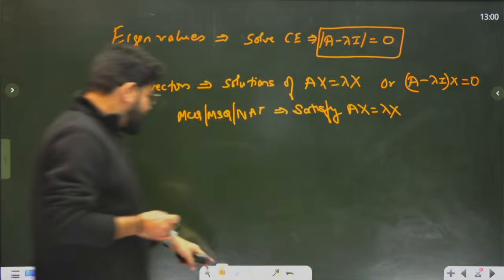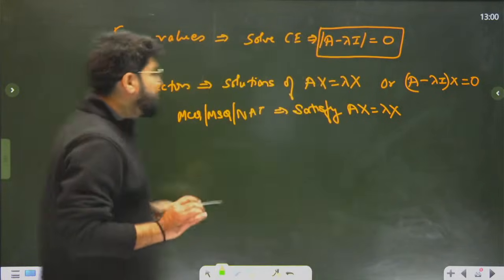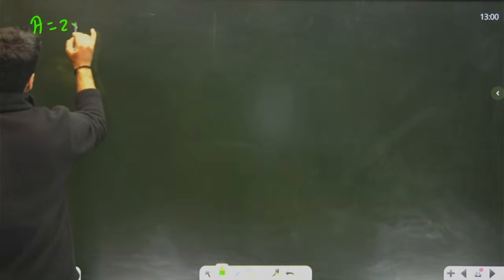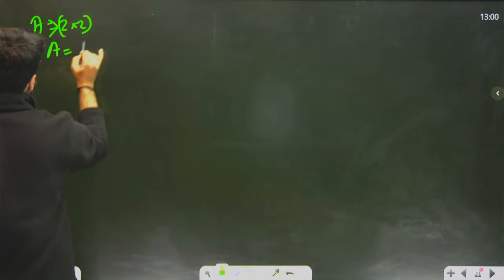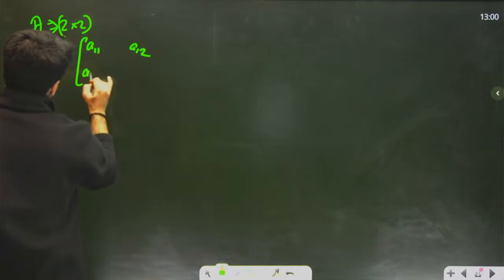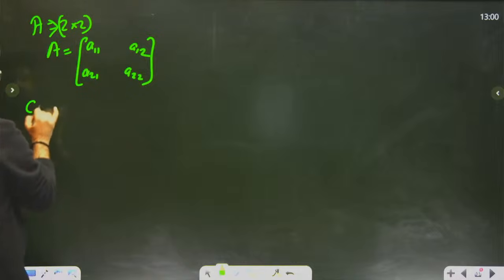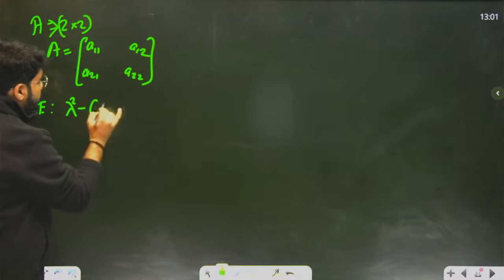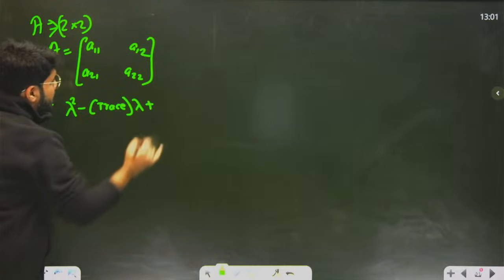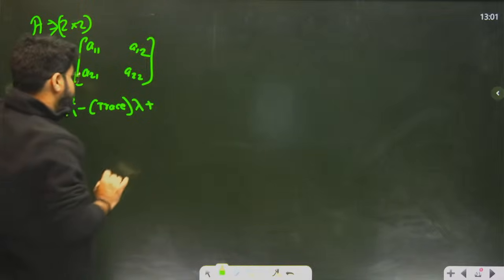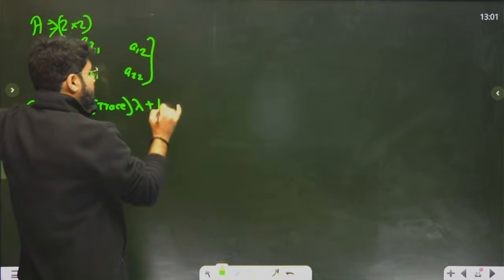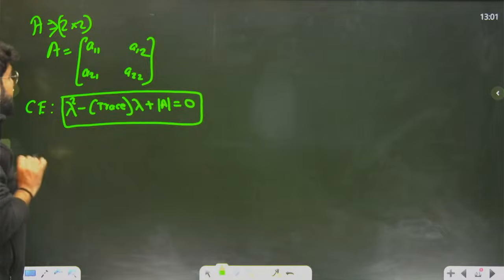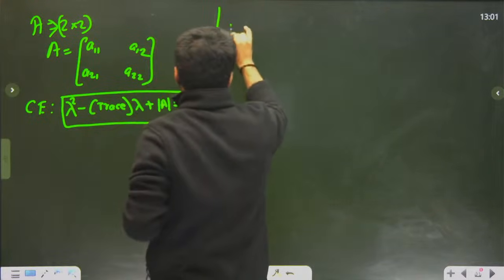Now when you talk about the characteristic equation for a 2 cross 2 matrix, suppose A is a 2 cross 2 matrix, something like this: A11, A12, A21, A22. Rather than using the modulus of A minus lambda I equal to 0, you can directly use lambda square minus trace into lambda plus determinant of the matrix equal to 0, because you may require the characteristic equation of 2 cross 2 or 3 cross 3 separately. If you use this, you save a lot of time. So always remember this characteristic equation for 2 cross 2. As and when required, we will use it.